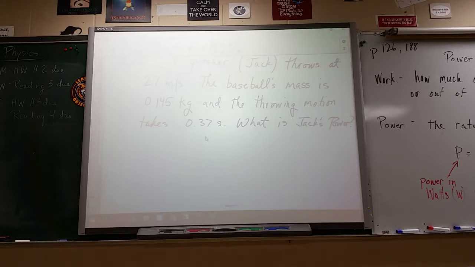What kind of energy is involved in this? Kinetic. Okay, this is a kinetic energy problem. Flip back to kinetic energy and remind yourselves: 1/2 mv squared.